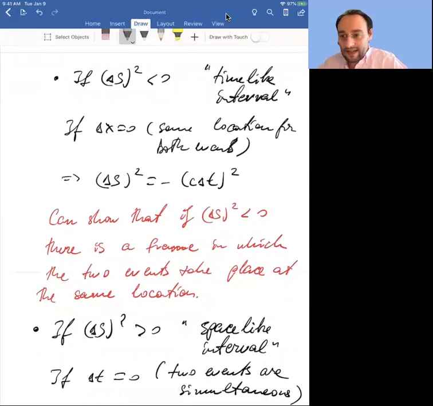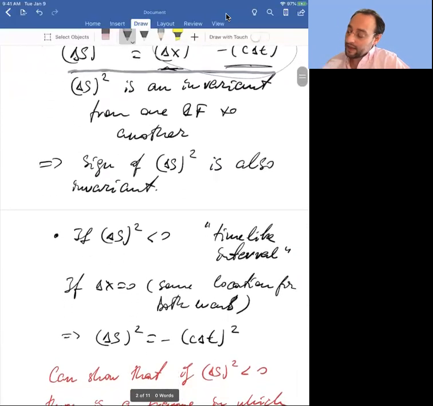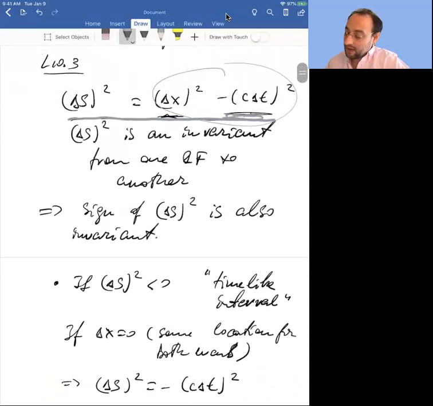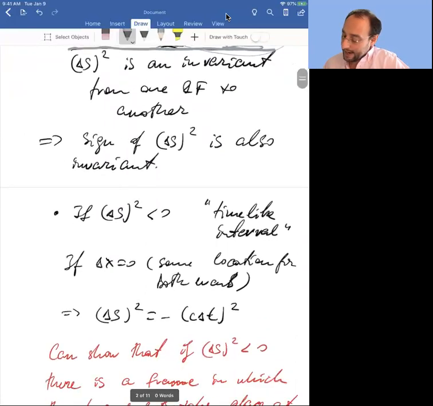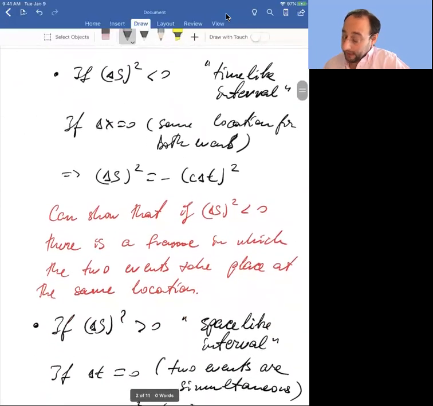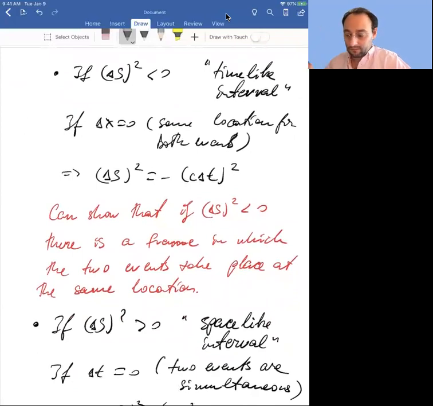If delta s squared is negative, yes, delta s squared can be negative, it's called a time-like interval, because the time part is more dominant than the space part. You can also see that if in some frame 2 events are separated only by time, i.e. they take place at the same location, delta x is 0, then in this special case delta s squared is clearly minus c delta t squared, so it's clearly negative, right?